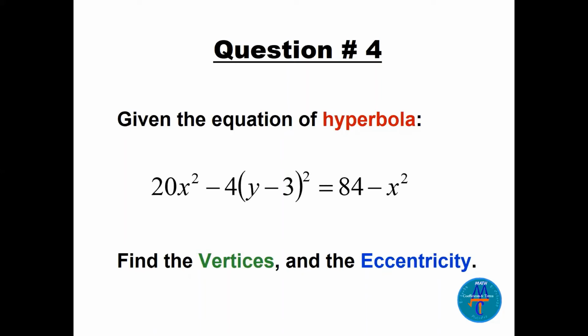So I give you 20x squared minus 4 times the bracket y minus 3 squared is equal to 84 minus x squared. So you can continue to rearrange it. So this is like 50% arranged. You can pause here and try it to find the equation in standard form. The first thing you have to do in any question, in ellipses, hyperbolas, parabolas, any conic sections, you have to write the equation in standard form.